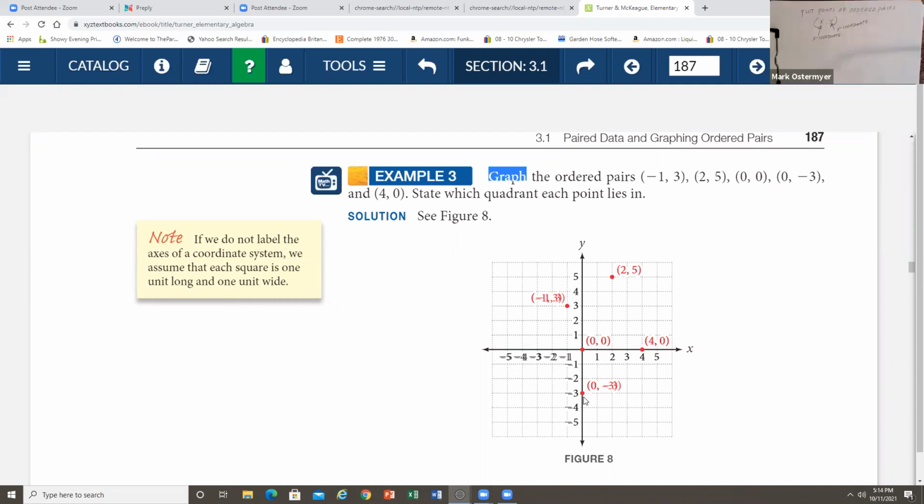Well, actually, that point does not lie in quadrants 3 or 4. We say that point lies on what axis? Y. It lies on the y-axis. That point does not lie in any quadrant. It lies on the y-axis. Trick question. Okay.